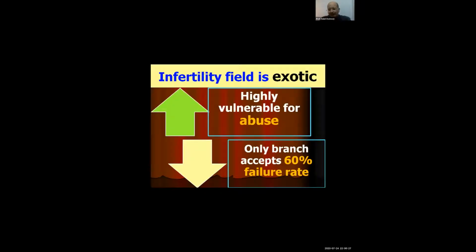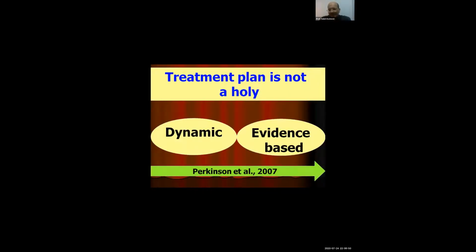Actually, the field of infertility itself is very paradoxical and exotic for two main reasons. Firstly, the patients are highly vulnerable to abuse, and second, it is the only branch of medicine which may accept a failure rate that may reach 60 percent or more. It is to be stressed that the treatment plan posed by the gynecologist is not a holy one. It's dynamic, and the term dynamic is not a redundant one. It is not left to the passion of the health provider, but it is governed and regulated by the guidelines and the borders provided by the evidence base.